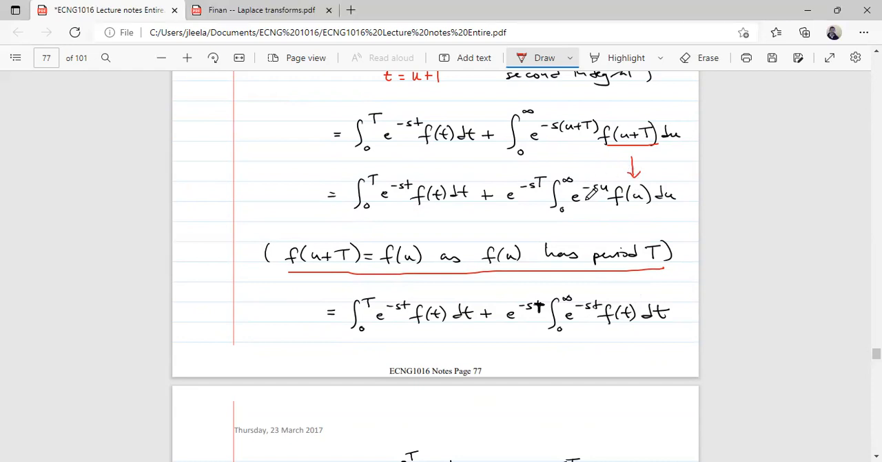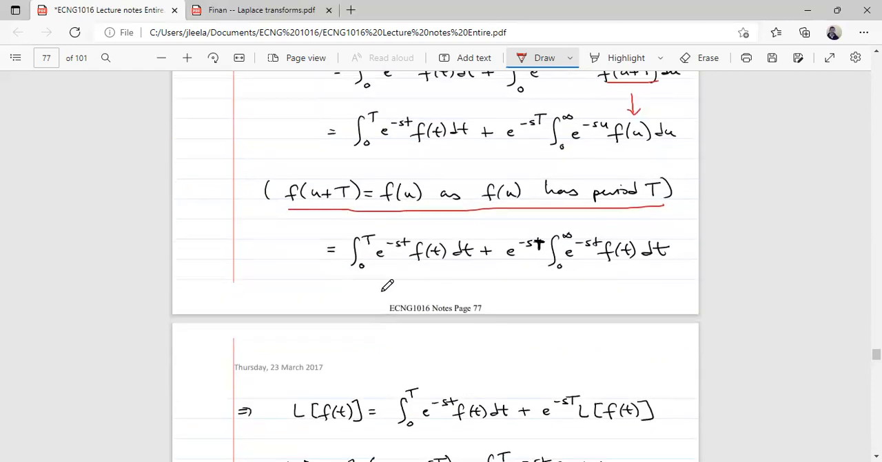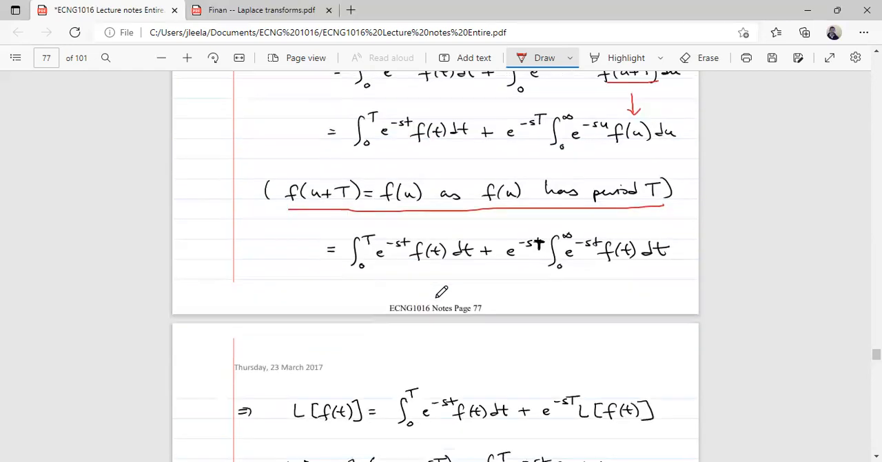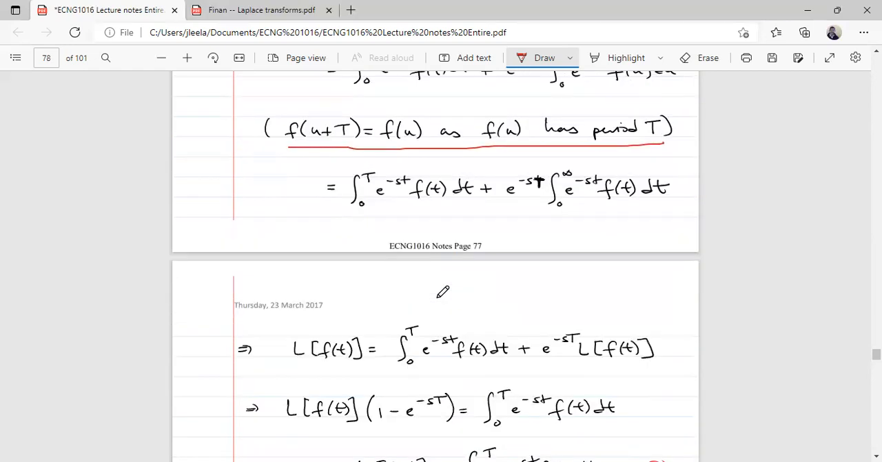So initially it was a dummy variable. So this is what you get here now. And the part on the left remains, right? So now your Laplace transform of f(t) is really the integral between 0 and capital T of e to the minus st f(t) dt, which is your integral on your left, and your integral on your right now, right, is e to the minus st.